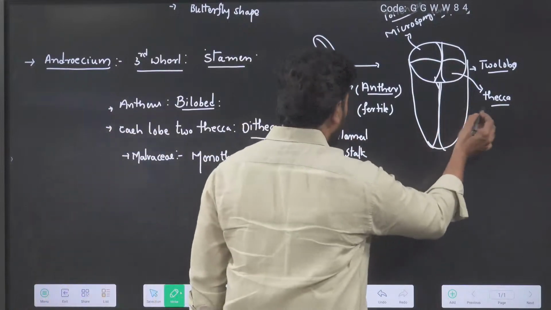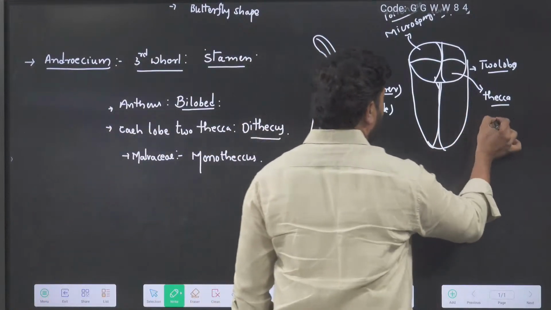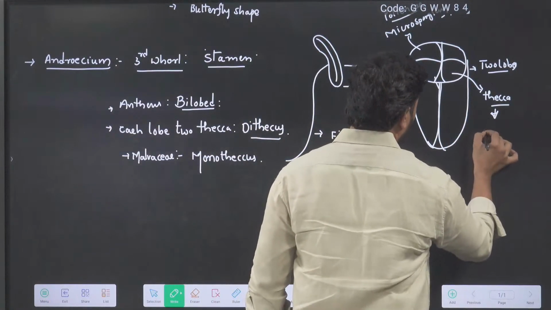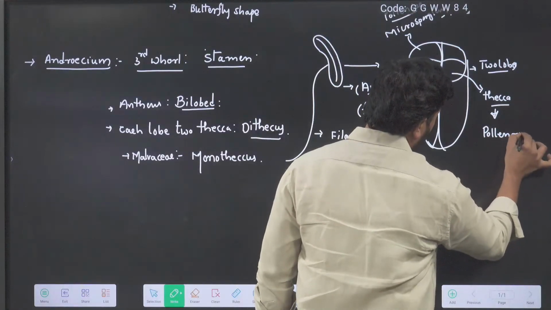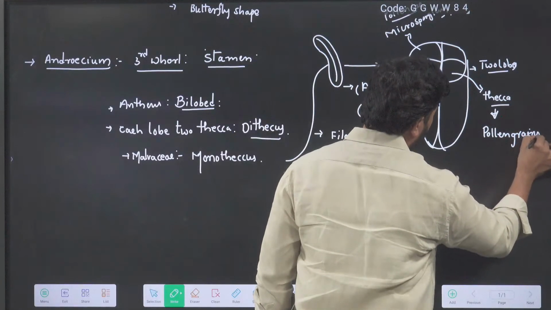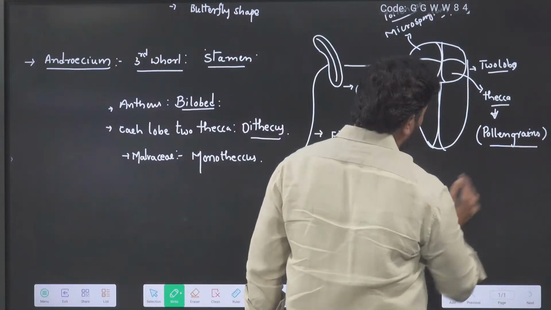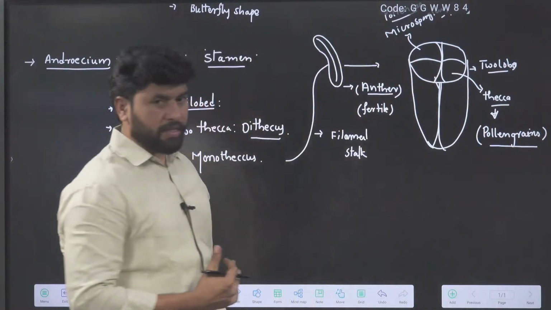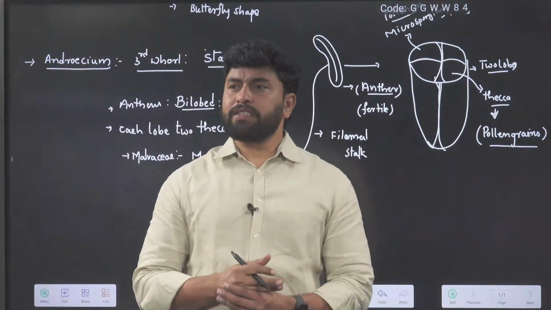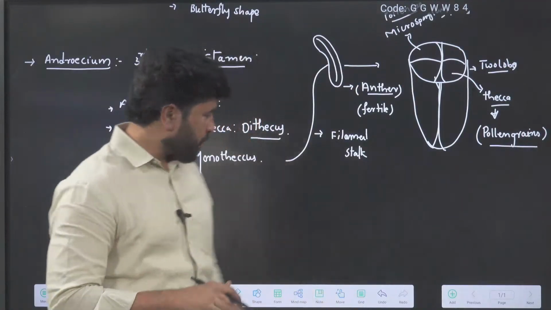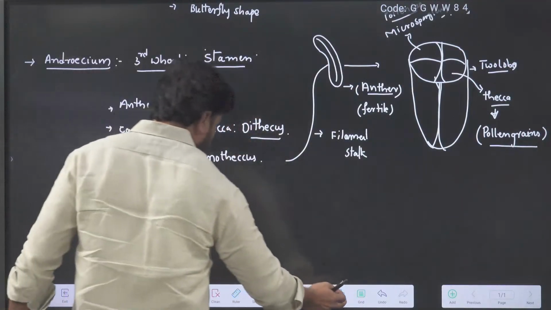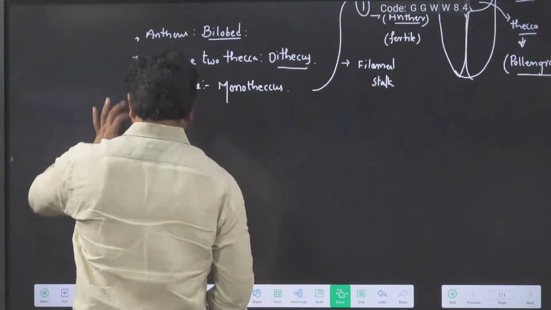Inside the theca, there will be an area where pollen grains are produced. How pollen grains will be produced and how they will be released is not our concept of discussion here. That part we will discuss in sexual reproduction in flowering plants. Okay? Then let us see.